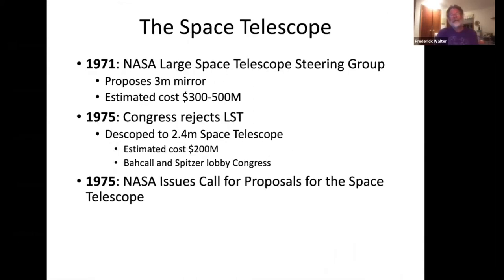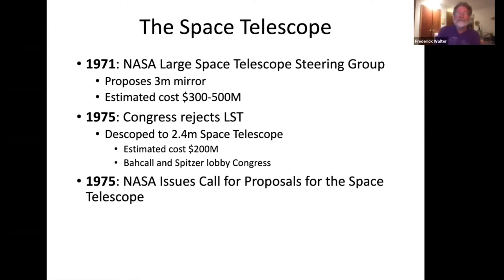So the history of space telescope continues with NASA forming a Large Space Telescope steering group in 1971. They proposed a 3 meter mirror, and it was going to cost up to $500 million. In 1971 dollars, which is a lot of money. 4 years later, the proposal got to Congress, who rejected it. It was too expensive, too big. There was no real interest in it.